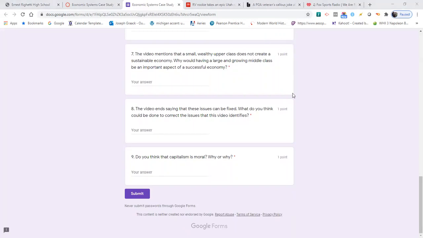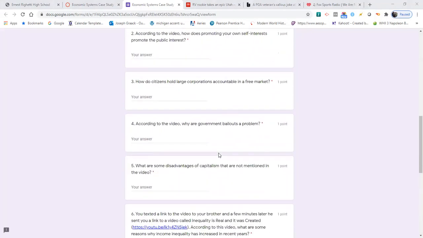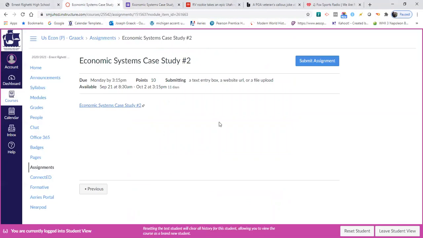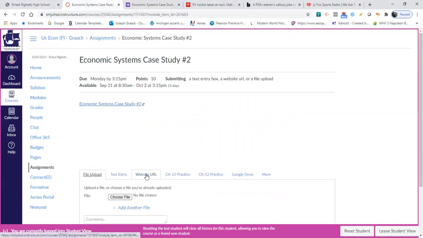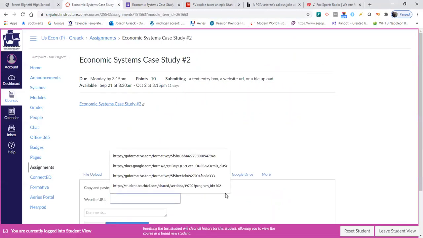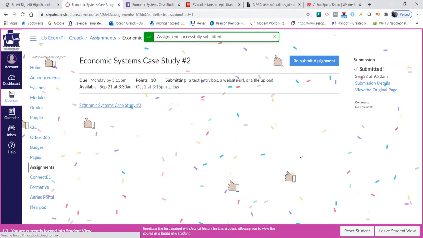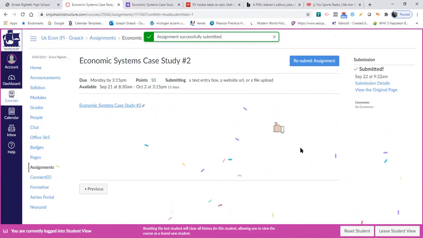on Tuesday. When you hit submit in this Google form, you're going to get a link basically that comes up here. I would do the same thing. I would copy that. I would go here to your case studies. I would submit the URL, right? And then it'll take me to your submission once you do that. All right. So grades should be printed Tuesday. I think they'll be mailed out on Wednesday.